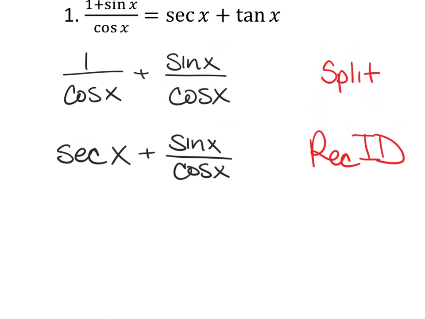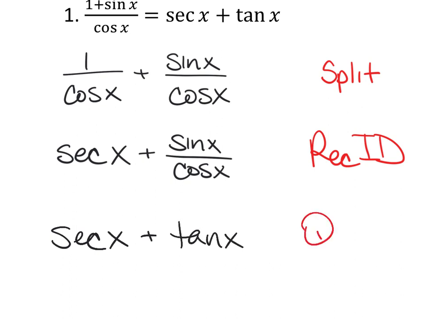Okay. What's the next rule that I can use to get it to look like our goal? The quotient rule. So if I change the second fraction by its quotient rule, it becomes tangent of x. So we change it. We say that we used the quotient identity. That's the proof part of it.